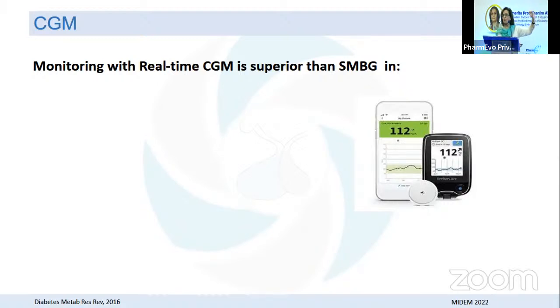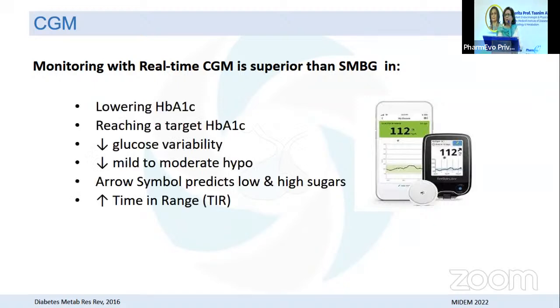So this monitor also tells you that the sugar is going up. It gives you a trend up or down. And when it's a vertical down, then it is falling very steeply. So it allows you to take some action accordingly. So monitoring with the CGM is anytime superior to self-intermittent monitoring because it gives you information in real time. It helps in lowering HbA1c, in reaching an HbA1c target, and decreasing glucose variability.